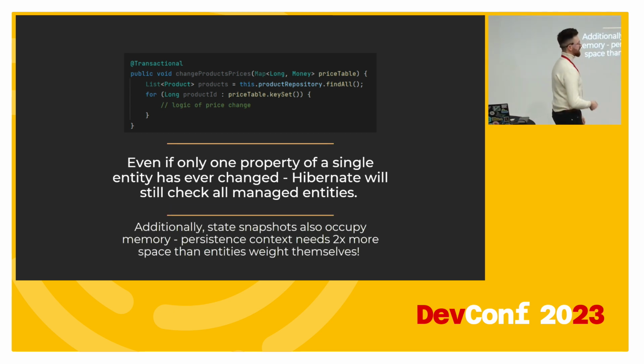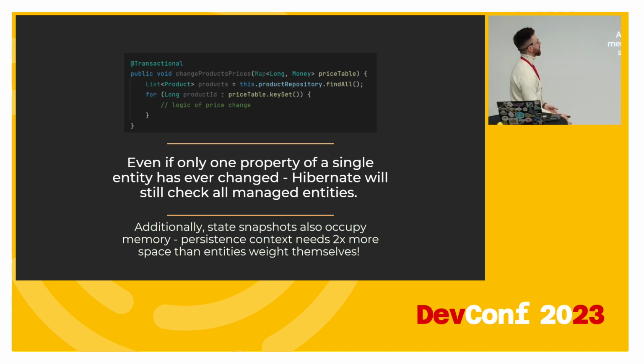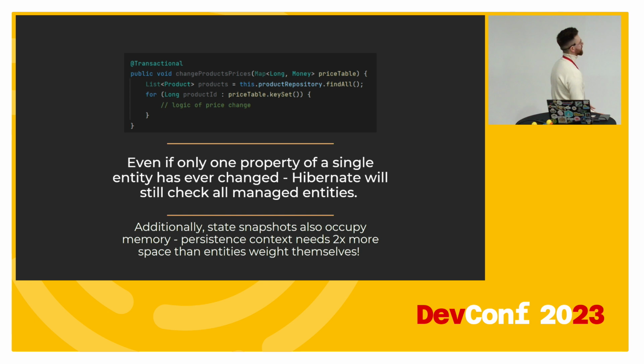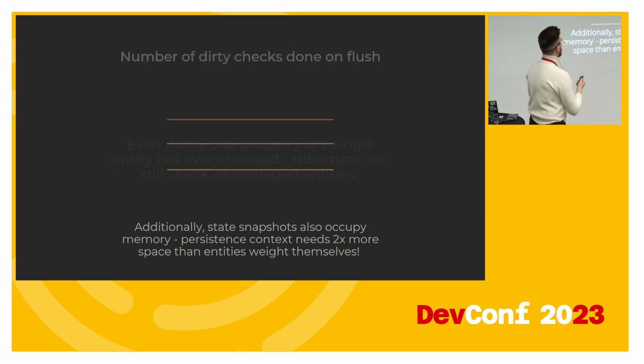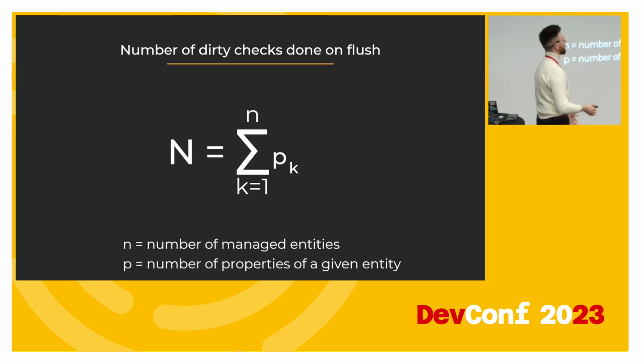Additionally, the state snapshots take two times more space than entities would take themselves. This magic is not for free. And I would like you to remember that, because maybe fetching all the data from database is not very intelligent, but having 2 times more space held because of that, and then the need of processing them all in the memory is significant. So that's simple math for you. Maybe you will need it in the future.